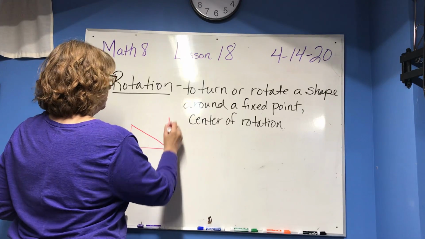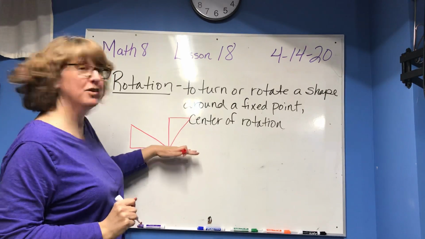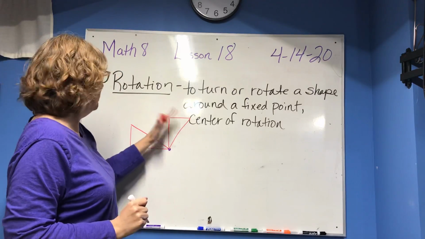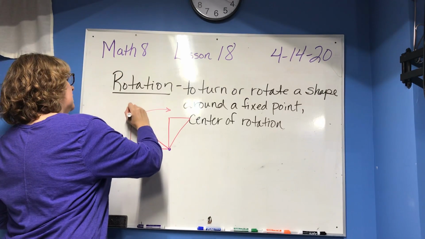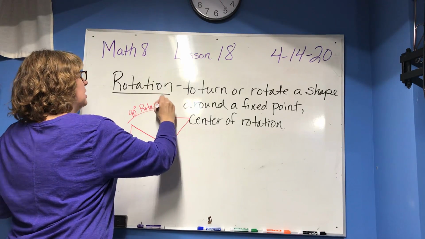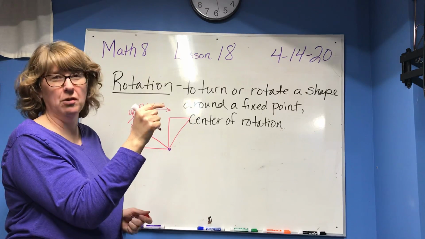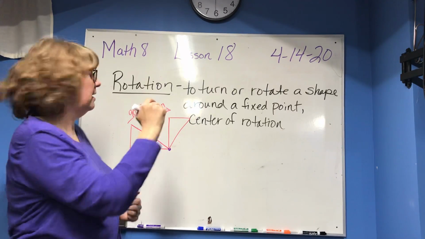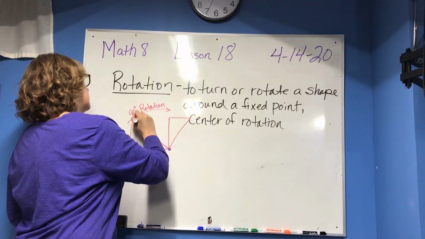So now it's going to look like that. Oh, if I keep going, it'll kind of look like a pinwheel, won't it? Okay, so this is a rotation. This is a 90-degree rotation. Do you know which way I'm moving? I'm moving to the right. Is this clockwise or counterclockwise? Which way would that be? Think of the second hands on a clock. So this is clockwise.